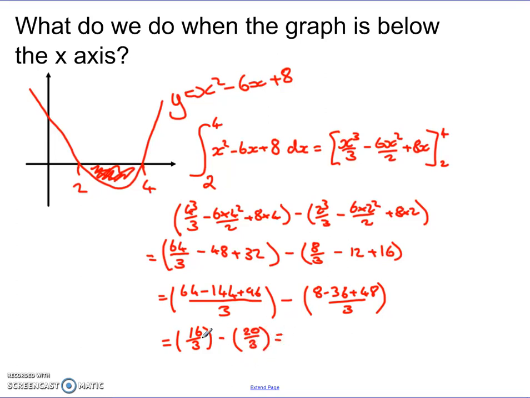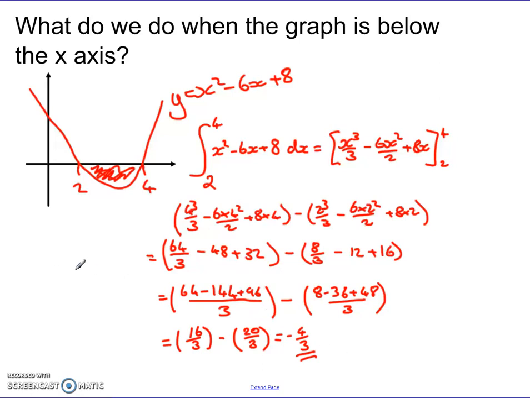Now you notice something here. 16 over 3 take away 20 over 3 gives me negative 4 thirds. So I've just calculated the area underneath that curve and it's given me a negative value. But you can't have a negative area. You can't have a negative size of an area. So what do we do here? How the heck has that happened?